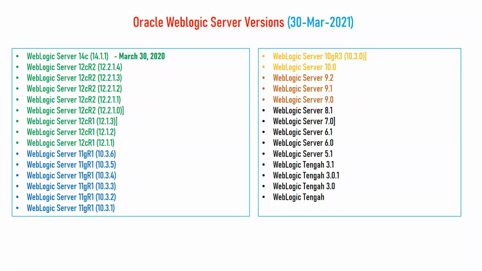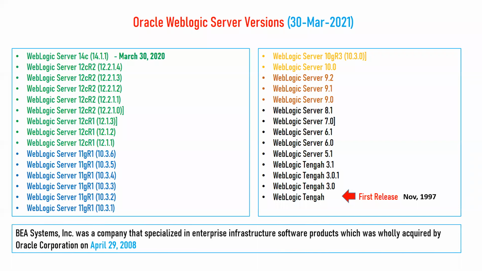Okay, so started with WebLogic server, the first version was called WebLogic Tengah. Initially it was released in around November 1997, and at that time it was a product of BEA Systems. BEA Systems was a company specialized in enterprise infrastructure software products, which was wholly acquired by Oracle Corporation on April 29, 2008.